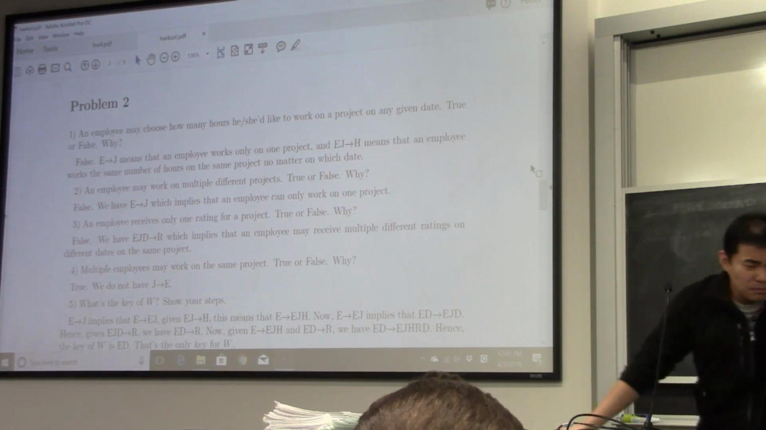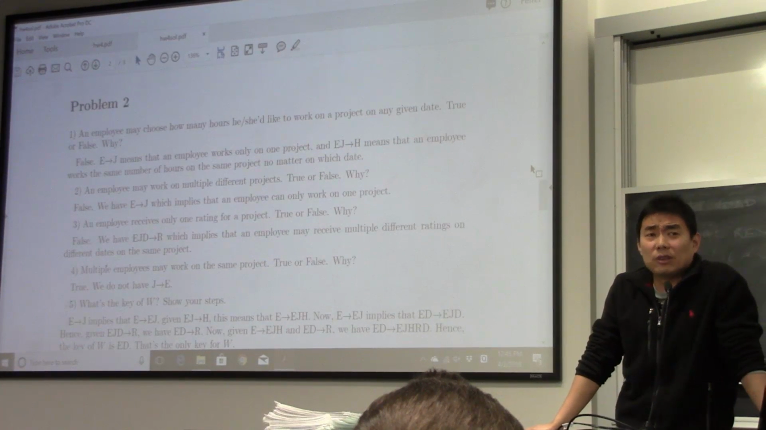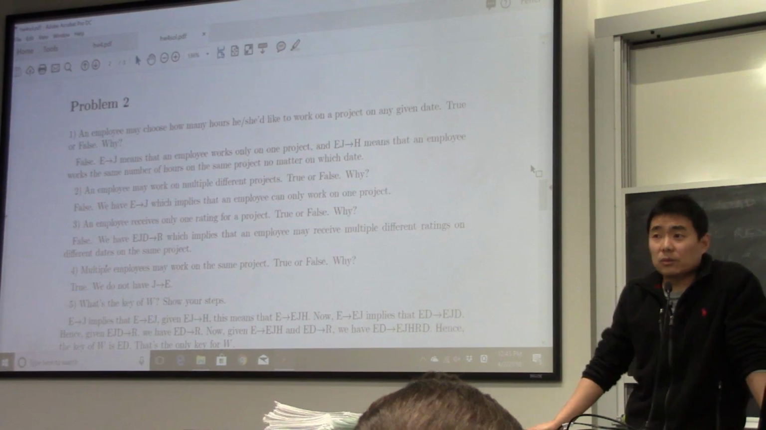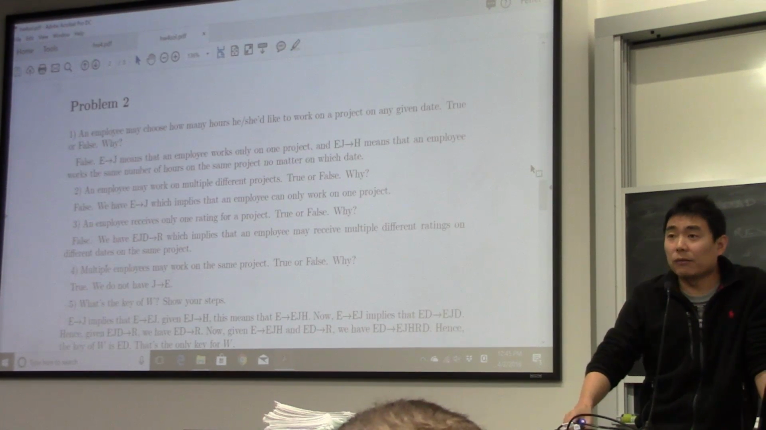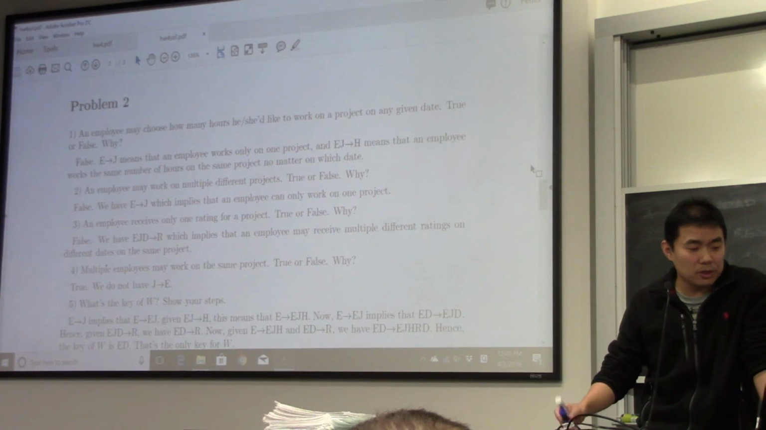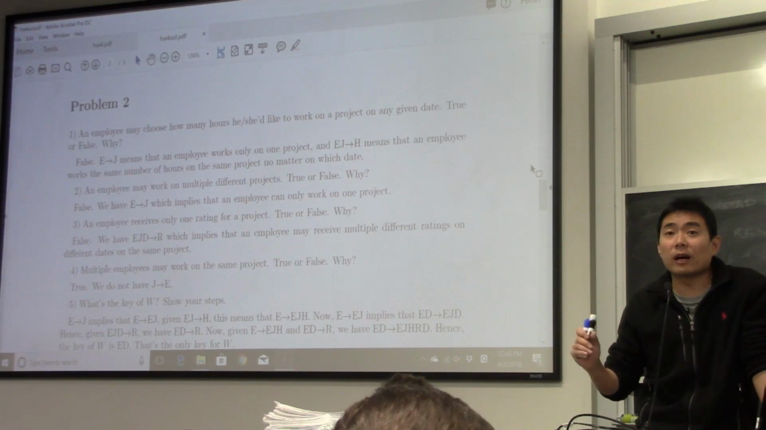For problem 2, again, I don't want to go over every single one of these, because you should go over the solution yourself and come back if you are not sure about a particular solution. But let's look at just the first one together.